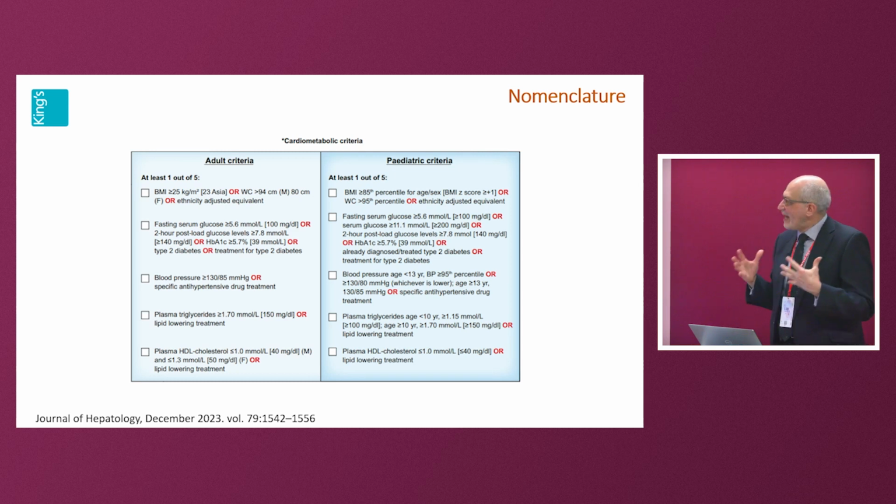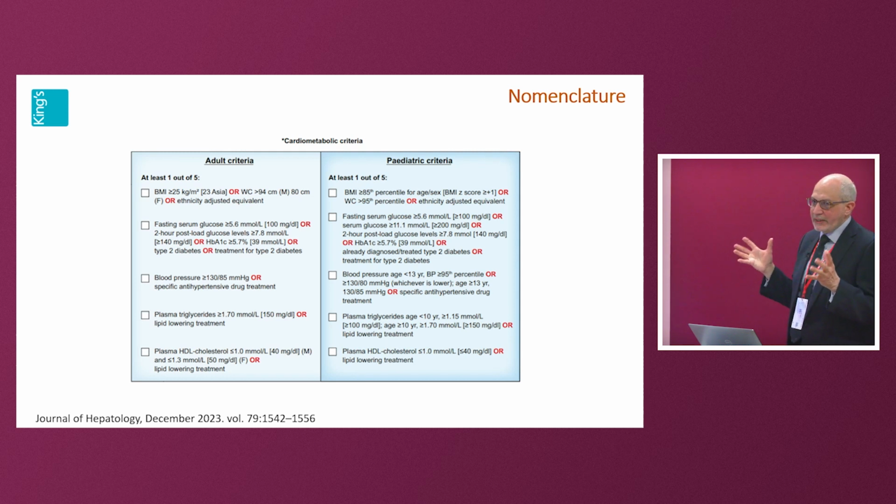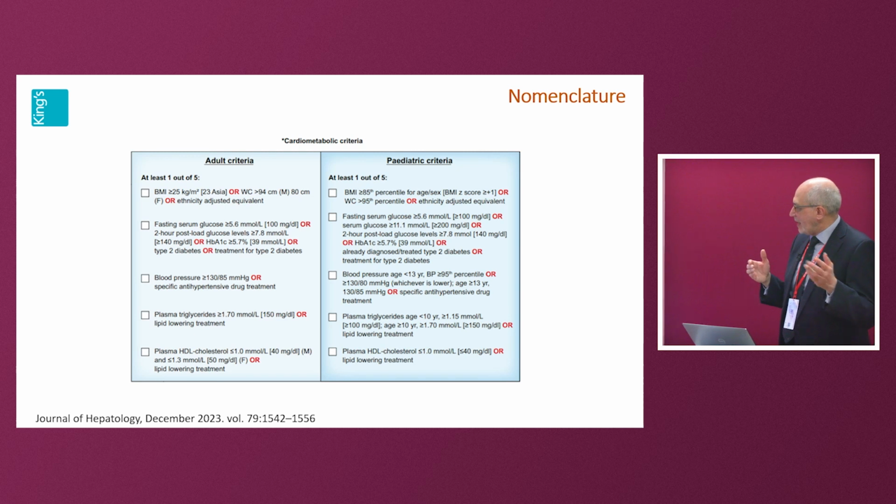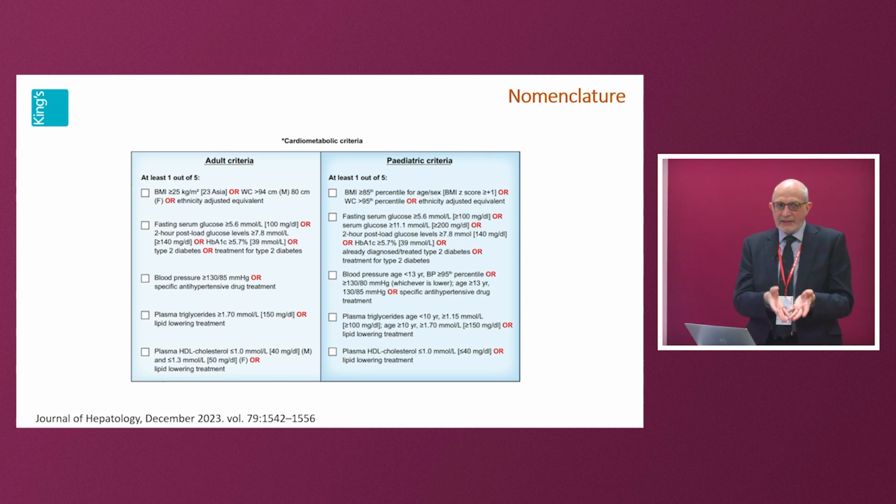And in both pediatric and adult patients, you only have to have one of these criteria to qualify for having a steatotic liver. If you've got high blood pressure, high triglycerides, and more or less the same in the children, the BMI. As soon as you've got one of these, you're in that category.